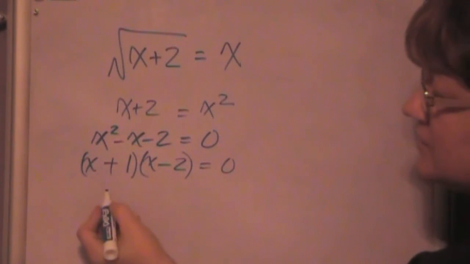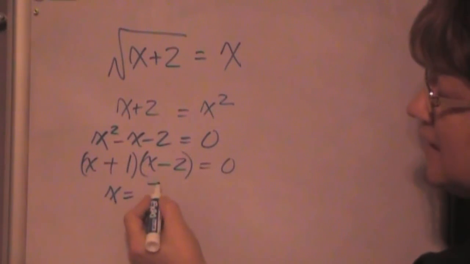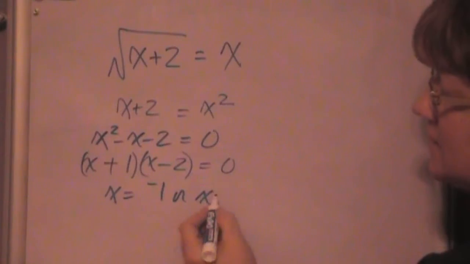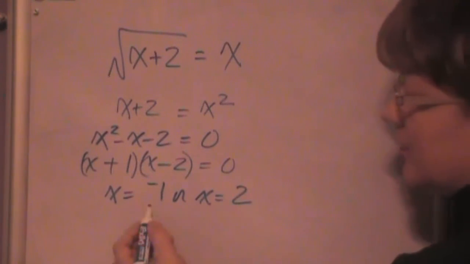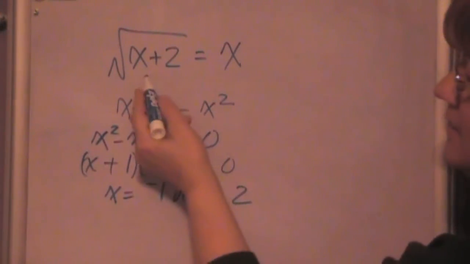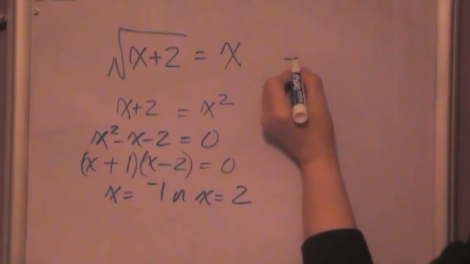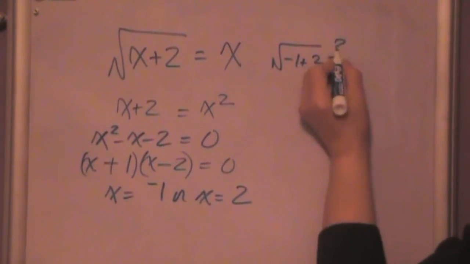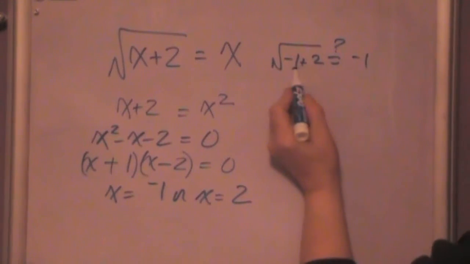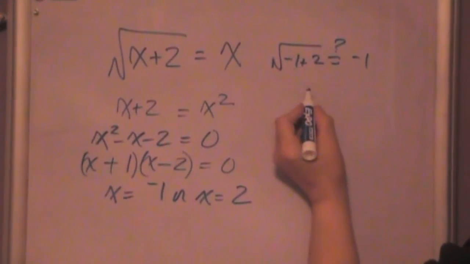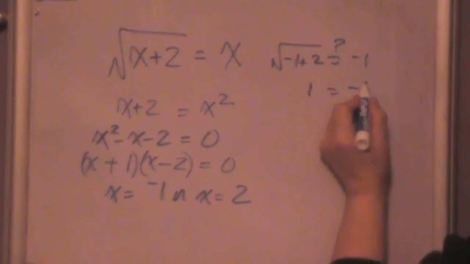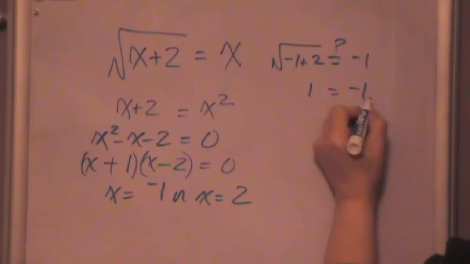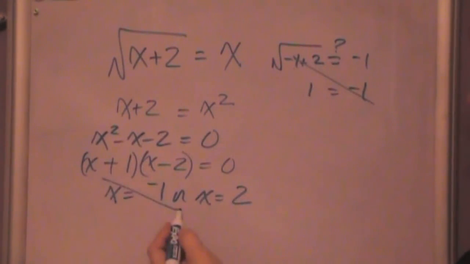So I get two answers here. x is equal to negative 1 or x equals 2. Now I plug these back in. Negative 1 up here, I say negative 1 plus 2, and I take the square root of that. Is that in fact equal to negative 1? Well, this is 1. Square root of 1 is 1. Well, 1 equals negative 1, not true. So I can throw this root out.